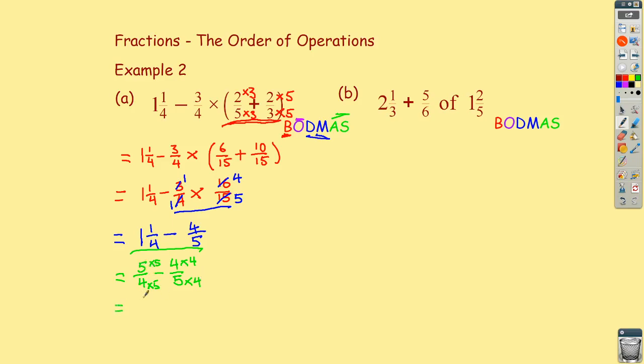That's going to give us 5 5s, or 25. 5 4s are 20. Take away 4 4s are 16. 5 4s are 20. Now all we do for final answer is subtract the top line. So 25, take away the 16 is going to leave you with 9. Okay. And that's still over 20. And that will be your final answer.